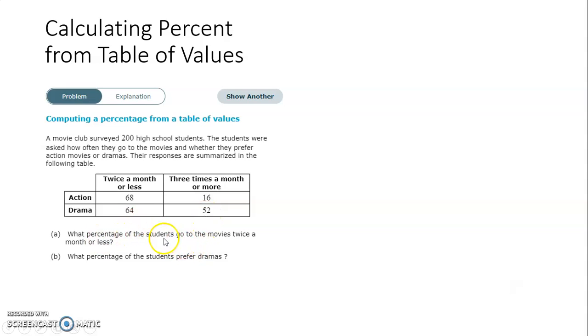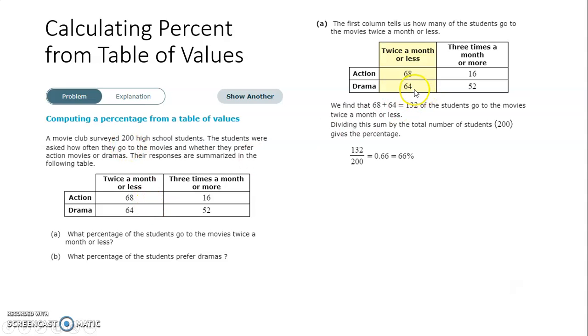So what percentage of students go to the movies twice a month or less? So that's just the students in this column here. That includes both action and drama. So what we'll do is add those 2 together and divide by the total to give the percentage. So twice a month or less, this is just this column. Adding those 2 together, 68 plus 64 gives 132. 132 divided by 200, that's 0.66. Multiplying that by 100 gives us our answer, 66%.